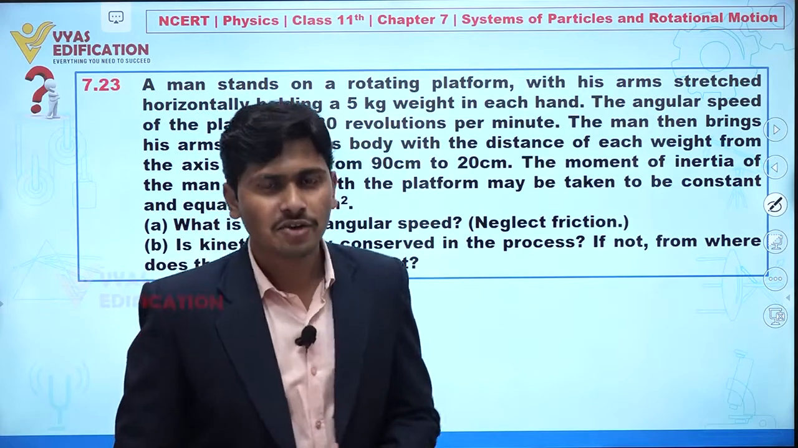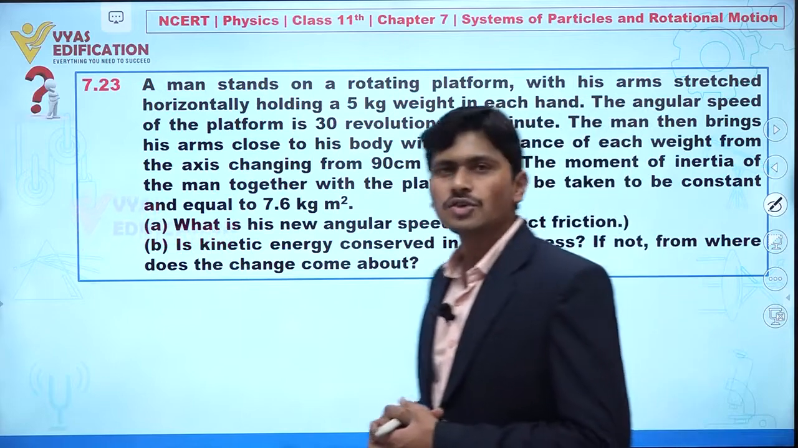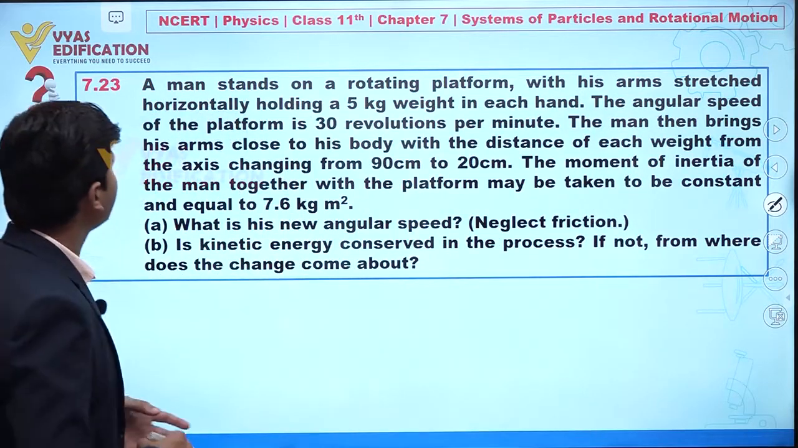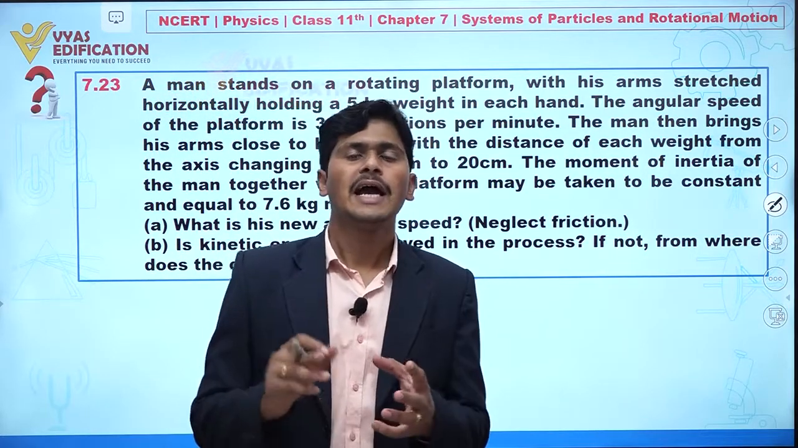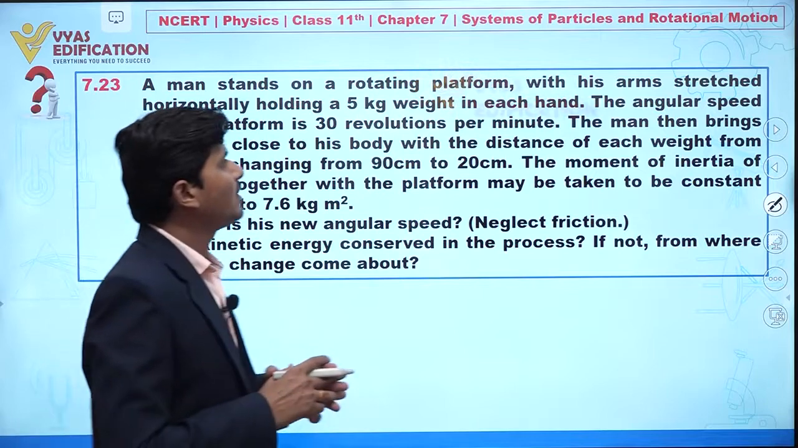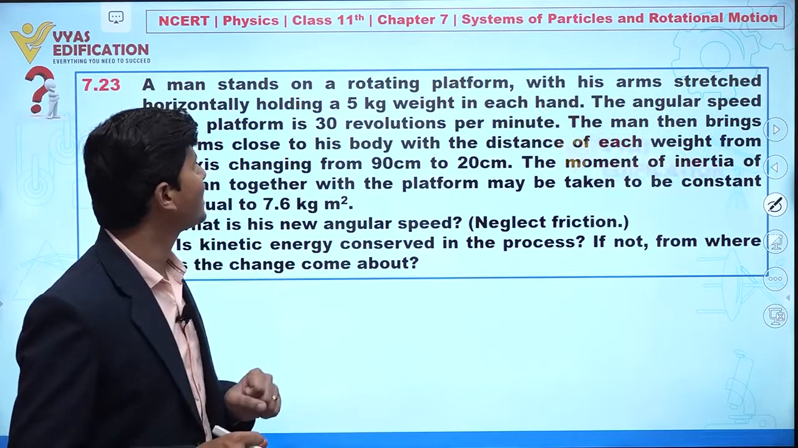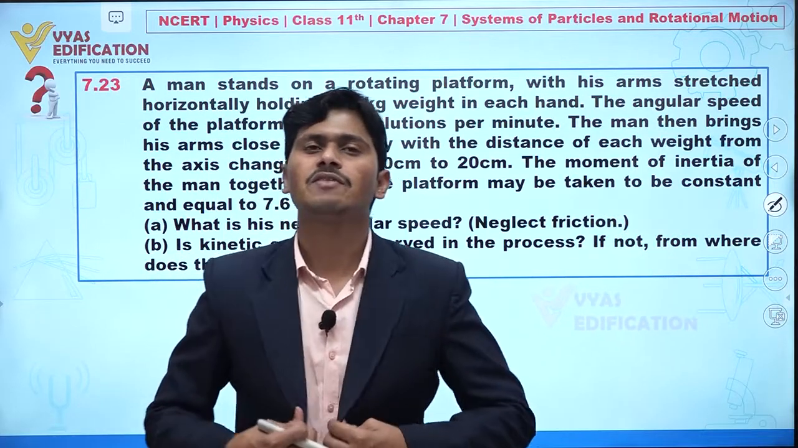Now students, we are going to discuss question number 7.23, and in this question it is given that a man stands on a rotating platform with his arm stretched horizontally, holding a 5 kg weight in his hand.